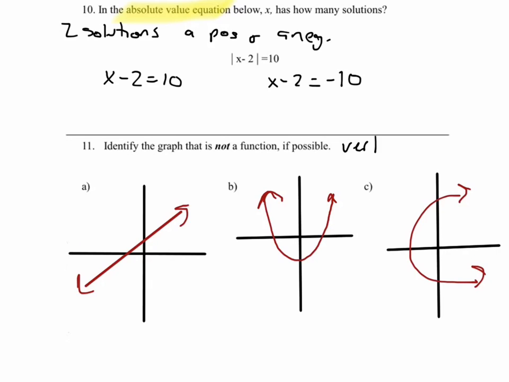Vertical line test. Alright, so that's how you solve this. So, I'll do one for you. Look. 1 point, check. That's good. So that's good.